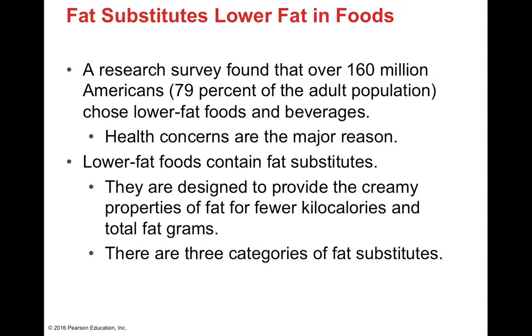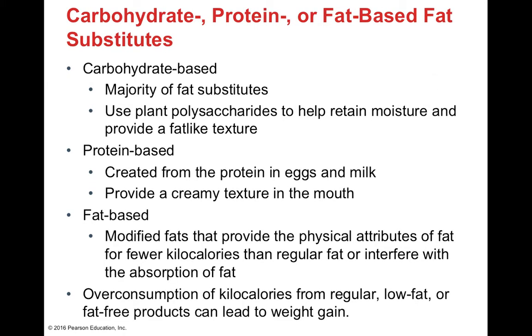Now, Americans are becoming more conscious of their diet. Over 160 million Americans, which is about 80% of the adult population, were shown to intentionally choose lower fat foods and beverages. And when they were asked why during the survey, health concerns were cited as a major reason. Now, lower fat foods often contain fat substitutes. Fat substitutes give the same texture, so they have the same creamy properties of fat, but they will have fewer calories and less total fat grams. Now, there are three major categories of fat substitutes. They're either going to be carbohydrate-based, protein-based, or fat-based.